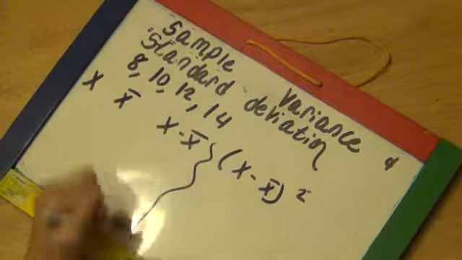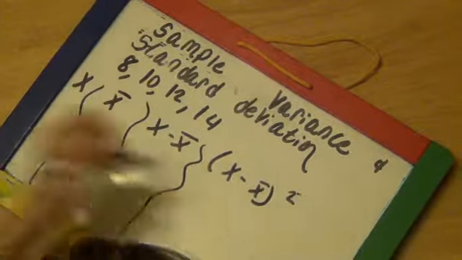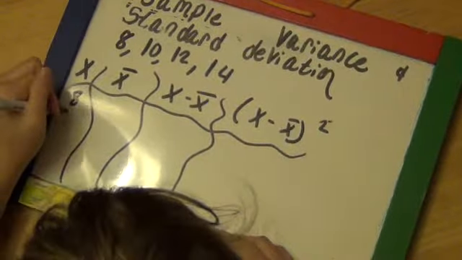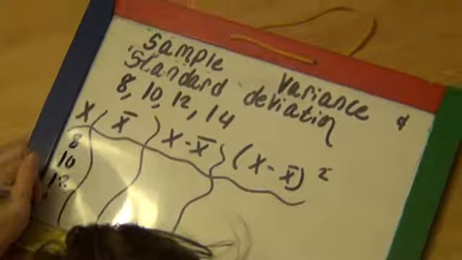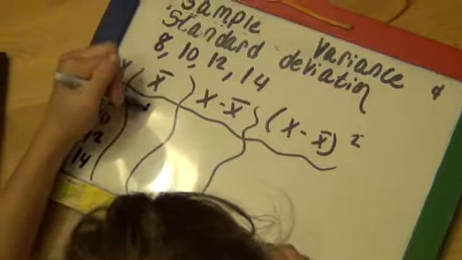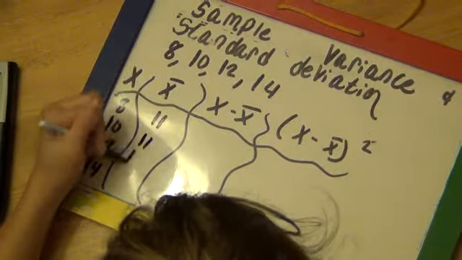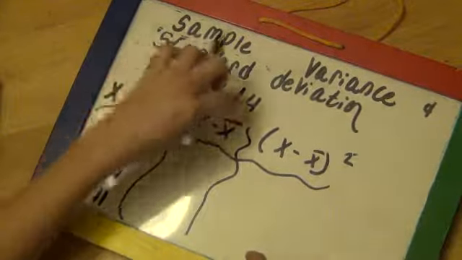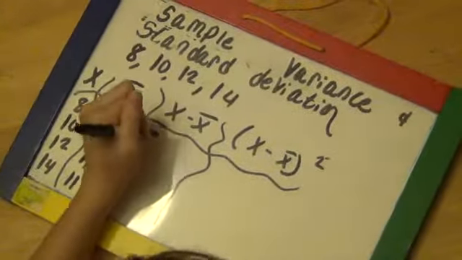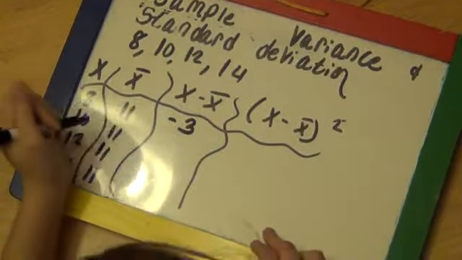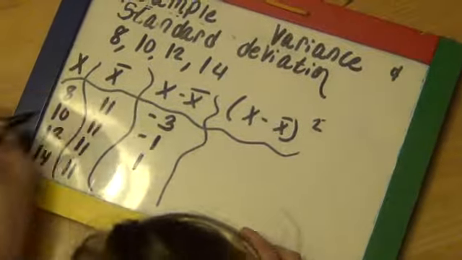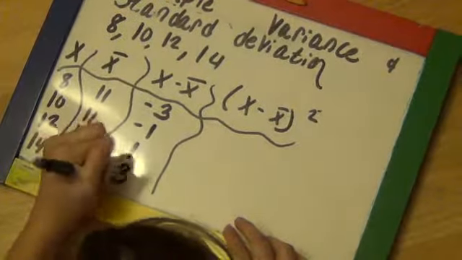So once again, each number in our list is the x, and bar x is the average, just as it was before. We get 44 as this total, divided by the 4 items in the set to get 11. So we get the same answers. 8 minus 11 is negative 3. 10 minus 11 is negative 1. 12 minus 11 is 1. And 14 minus 11 is 3.